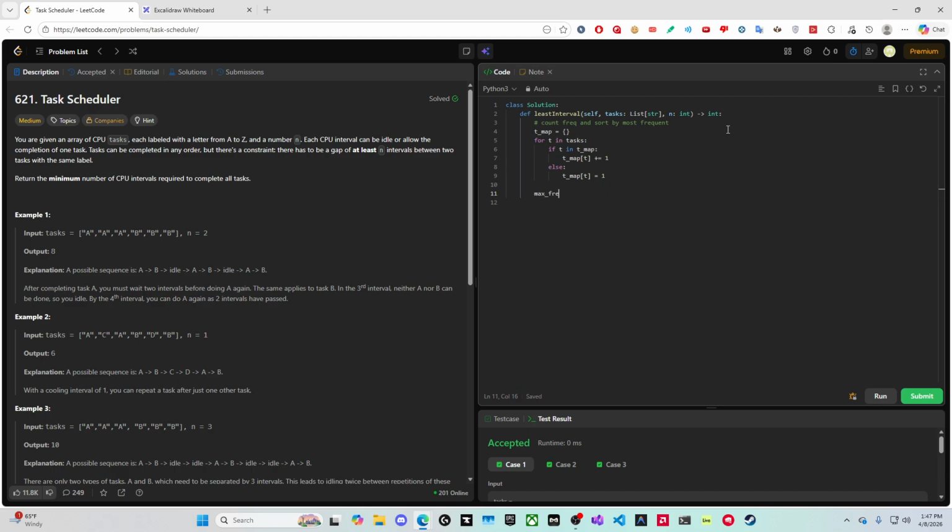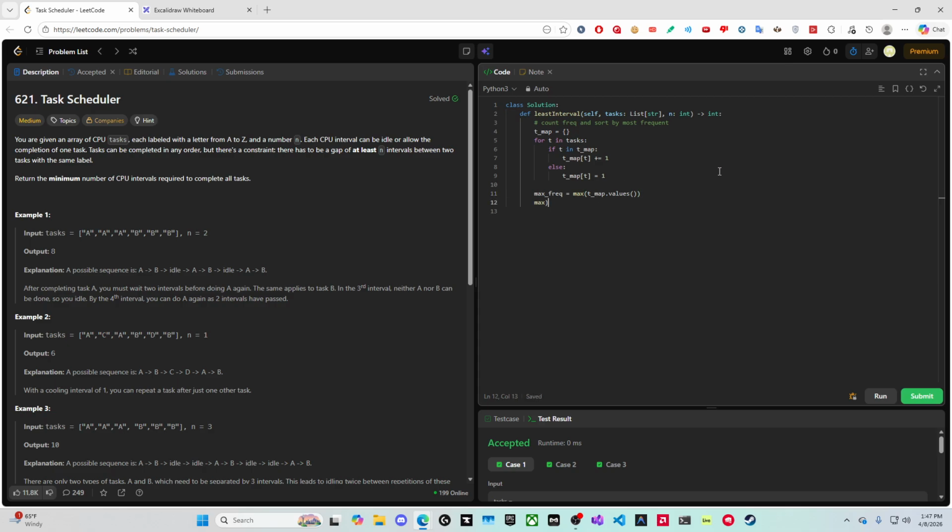Okay, so let's get our max frequency. Max frequency is basically which label shows up the most amount of times, number wise, right? So for example 1, it'd be 3. It could be a or b, it doesn't really matter. The point is the most frequent occurrence is 3. Okay, so we're going to say max frequency is basically the max out of all these values. So we're going to say tmap.values, and we're going to return the max. Okay.